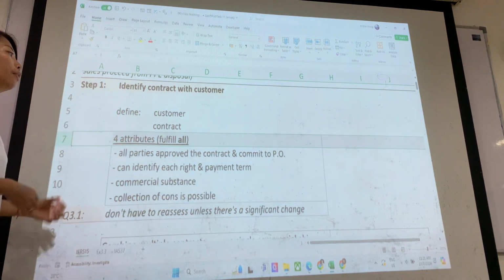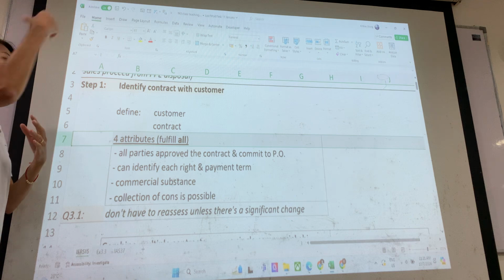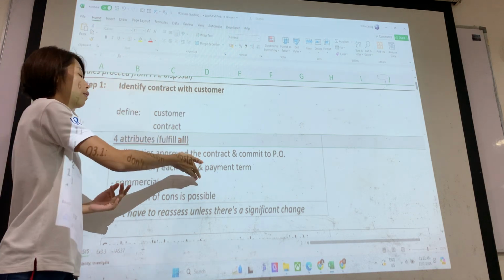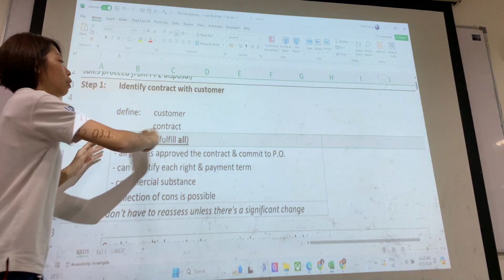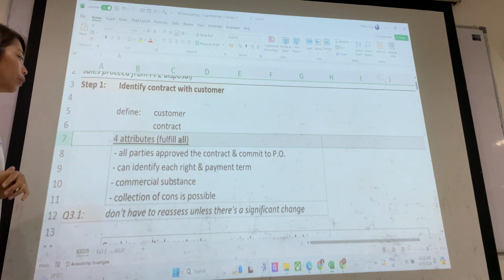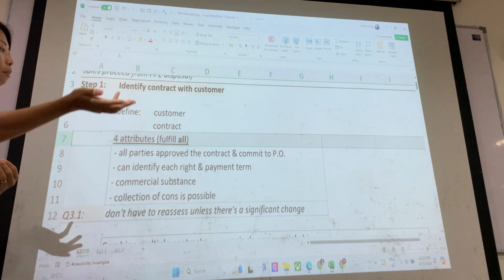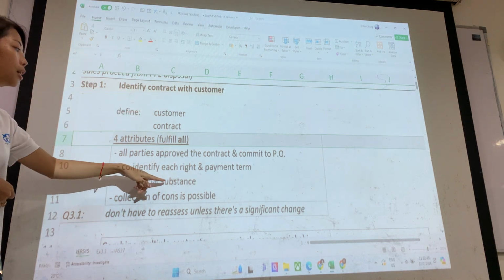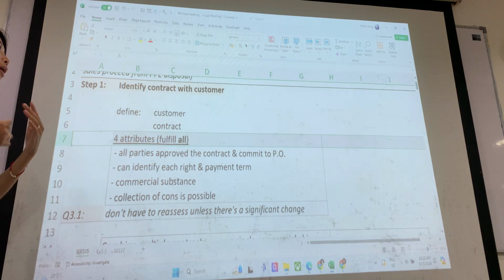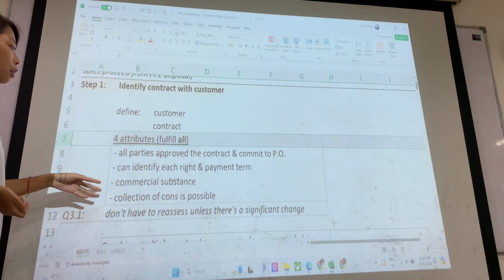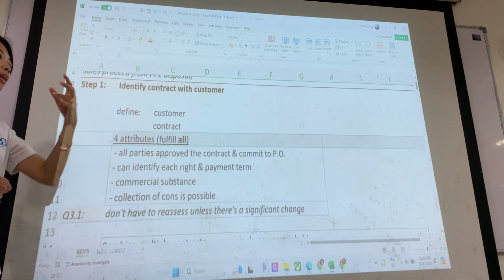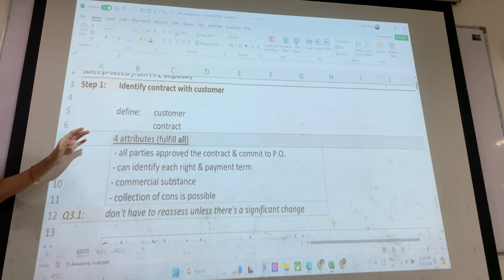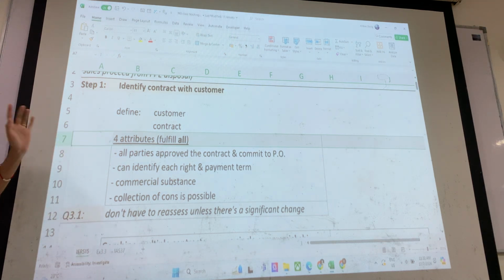That means if I sold facial product to a customer, the customer has the right to use the facial product and I have the right to receive the payment. And both of us agree on whatever and commit to it. Okay? I commit in my application by delivering my facial product, for example. There is a commercial substance, so it is not a manipulated transaction. And then the collection of consideration is possible. It is probable that I will collect back the money from the customer who owes me money. So if these 4 are fulfilled, then we will say that there is a contract with customer.